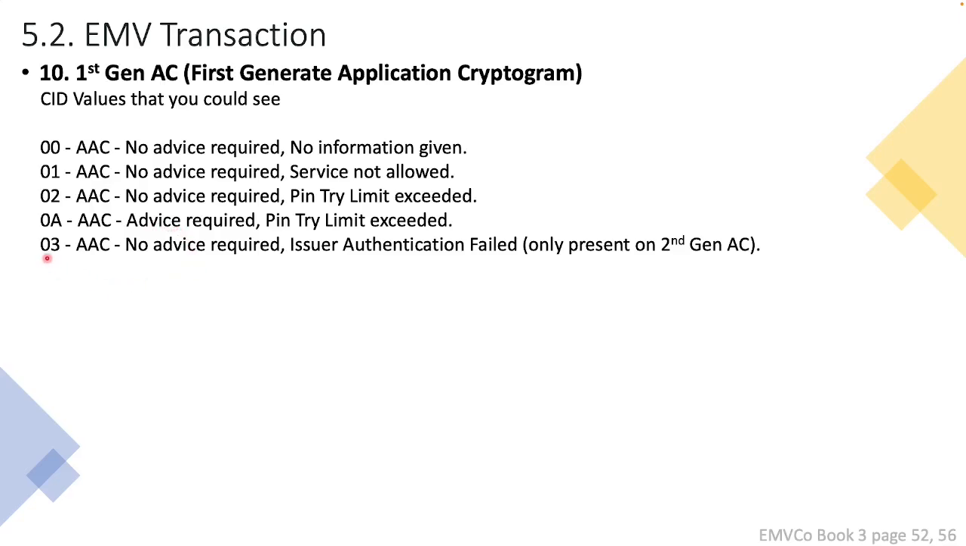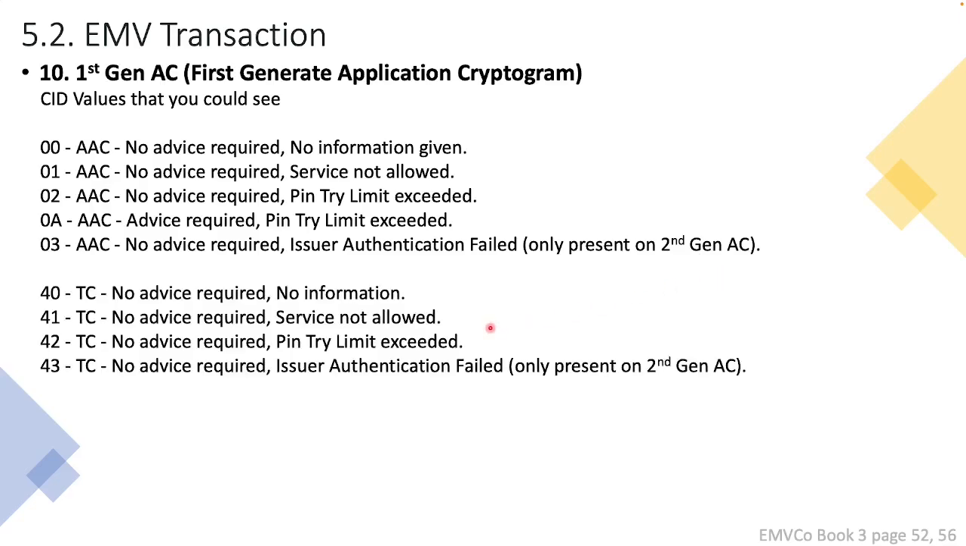Okay. If it's a 03, once again, because it starts with a 0, it's a decline. No advice required. Remember, we said as it stands now, we currently expect only to send advices up for pin trial limits exceeded. The others are not currently supported, right? So in this one, once again, no advice required, and the reason for the decline is that issuer authentication failed. And so what we're saying is we would never really see this in first gen AC, which is what we're discussing right now, but it would be present when we do the second gen AC, which we'll get to in a few videos' time, right?